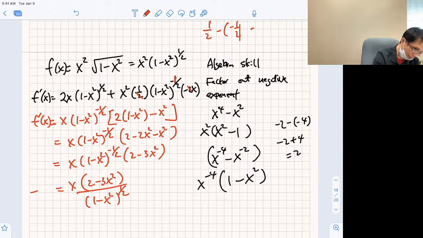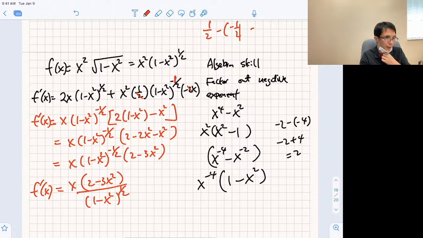So this becomes f prime of x. But this is nice though. This is a little bit of algebra, which is factor out the negative exponents. So it creates a lot of frustration because a lot of students don't know how to handle them properly.